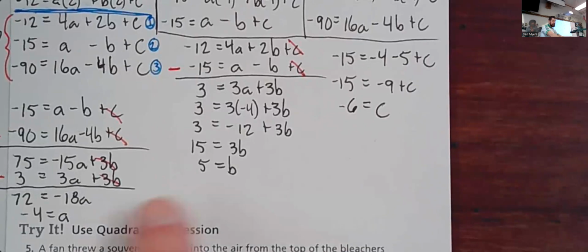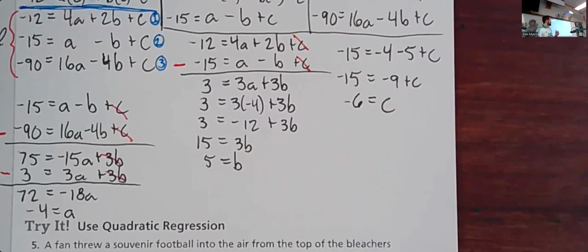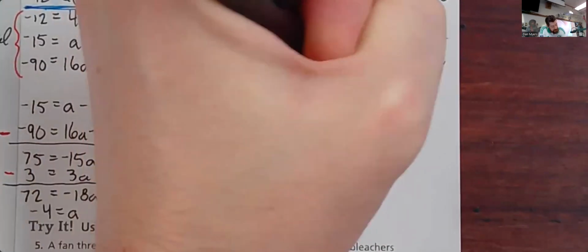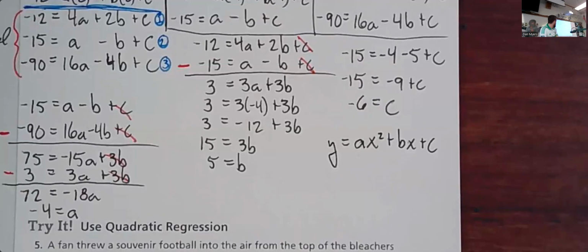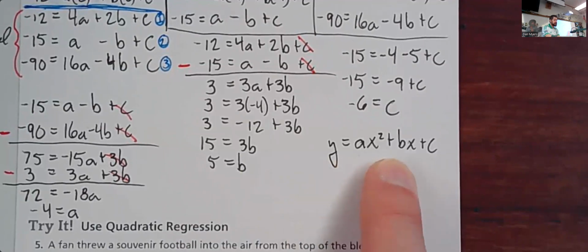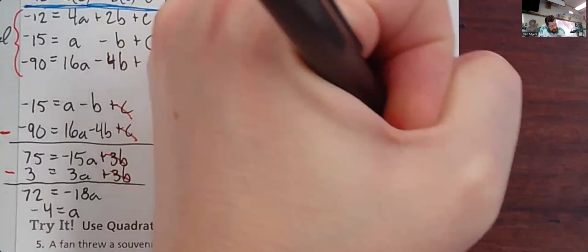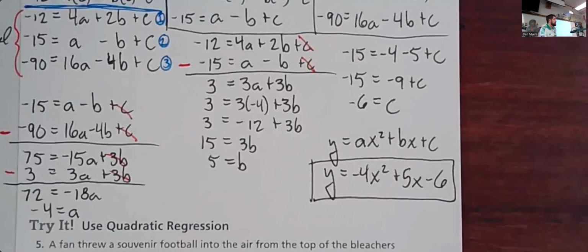A is -4, B is 5, C is -6. What we are doing is we're writing an equation in standard form. So I'm just going to write y equals ax squared plus bx plus c. And if you take a look, we have A. We can plug in -4 for A. We can plug in 5 for B. We can plug in -6 for C, and that will be our answer. So we're going to say y equals -4x squared plus 5x minus 6. That's the equation.